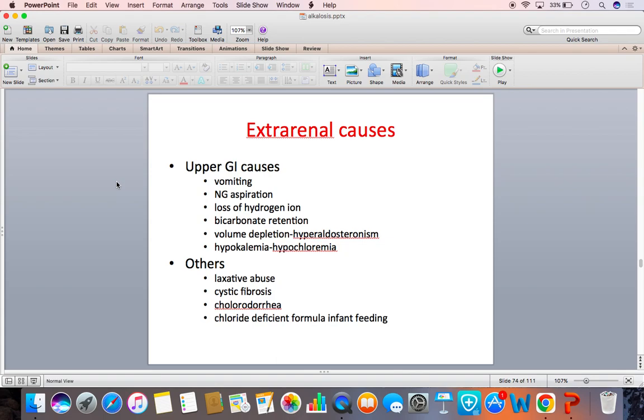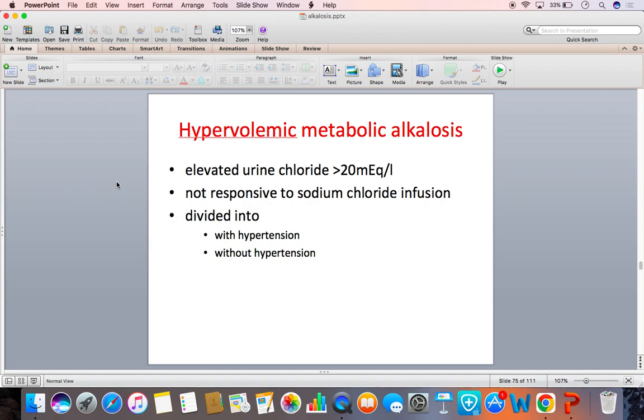Then coming to the extrarenal causes. It could be upper GI causes or others. Upper GI causes like vomiting and NG aspiration result in loss of hydrogen ions, bicarbonate retention, volume depletion, leading to hyperaldosteronism, hypokalemia, and hypochloremia. Others being laxative abuse, cystic fibrosis, chloridorrhea, chloride-deficient formula infant feedings. These are all extrarenal causes resulting in hypovolemic metabolic alkalosis. In this, there is elevated urinary chloride, not responsive to sodium chloride infusion.